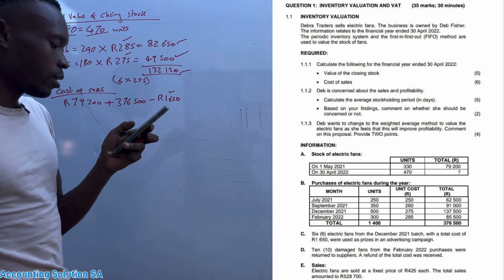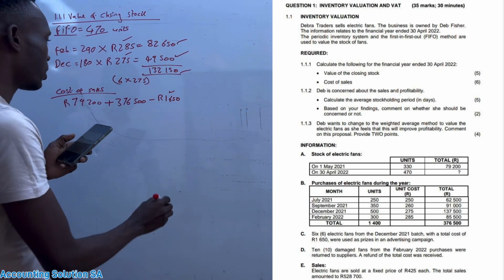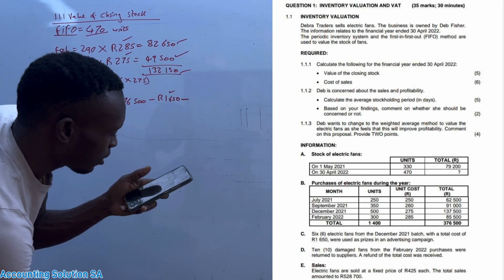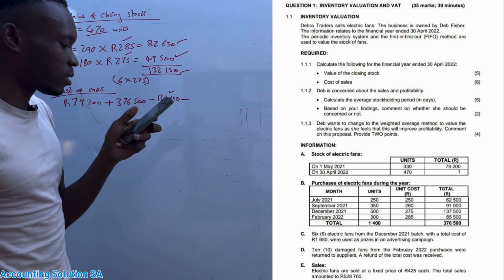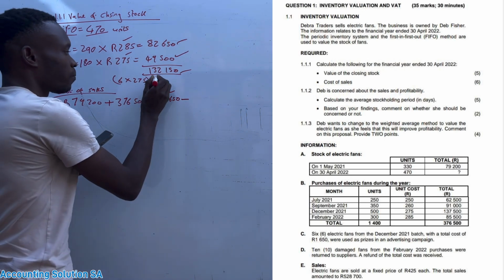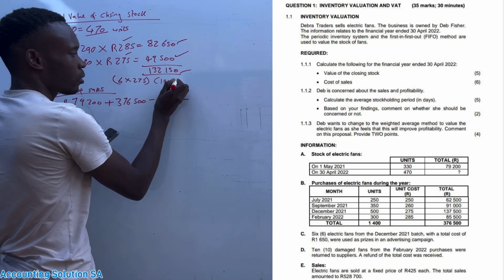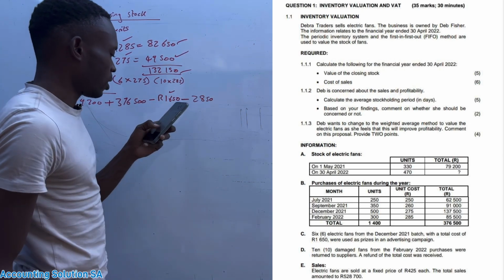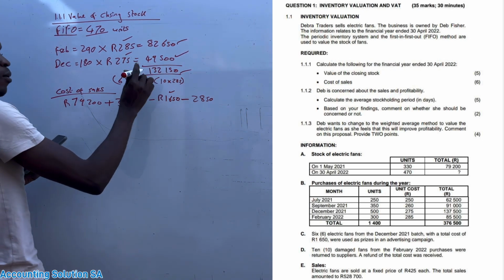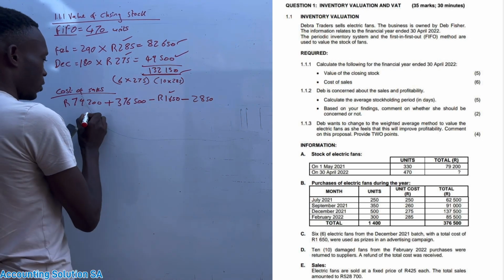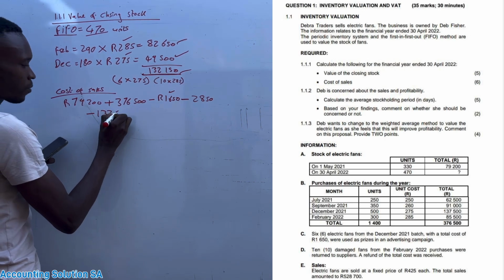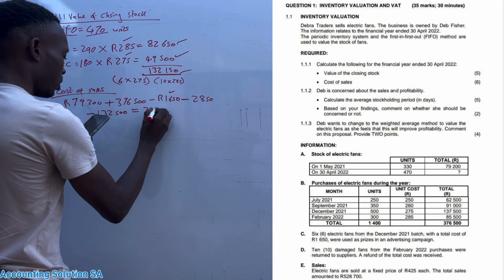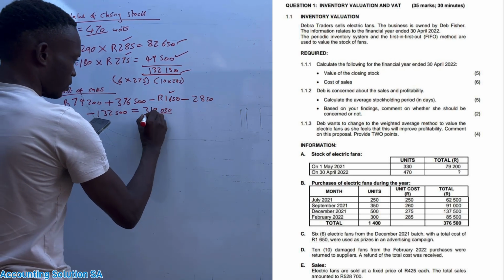Then the next one, we have to subtract the return, the damaged ones. We said 10. The return was for February, so it is 10 multiplied by 285, which is going to give us 2,850. After that, the last one, we minus our closing stock, minus 132,150, which is going to give us a cost of sales of 319,500, just like that.